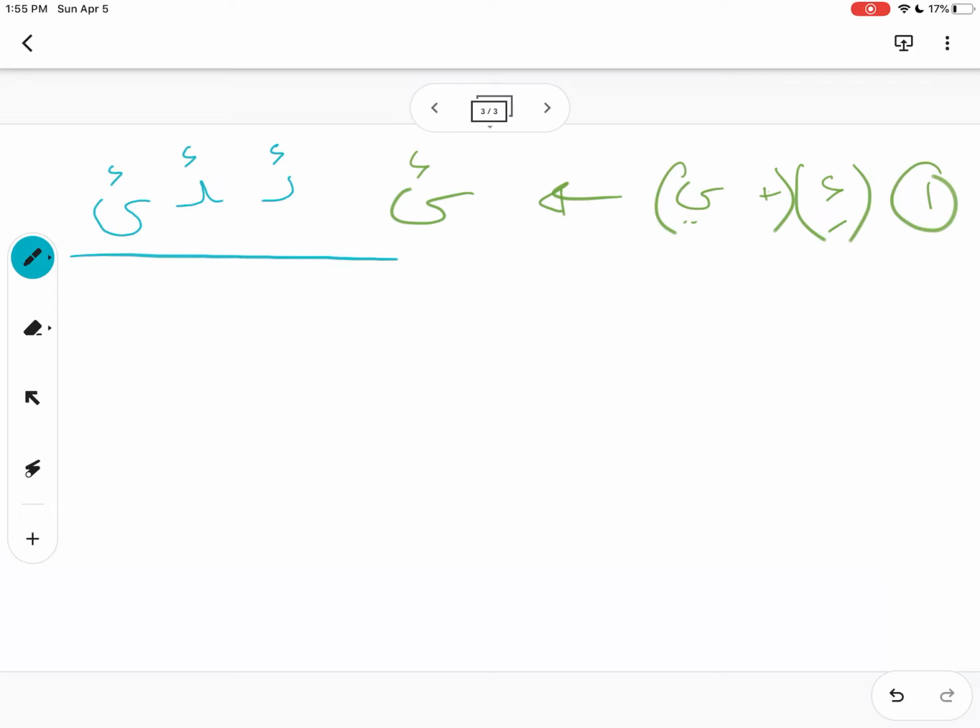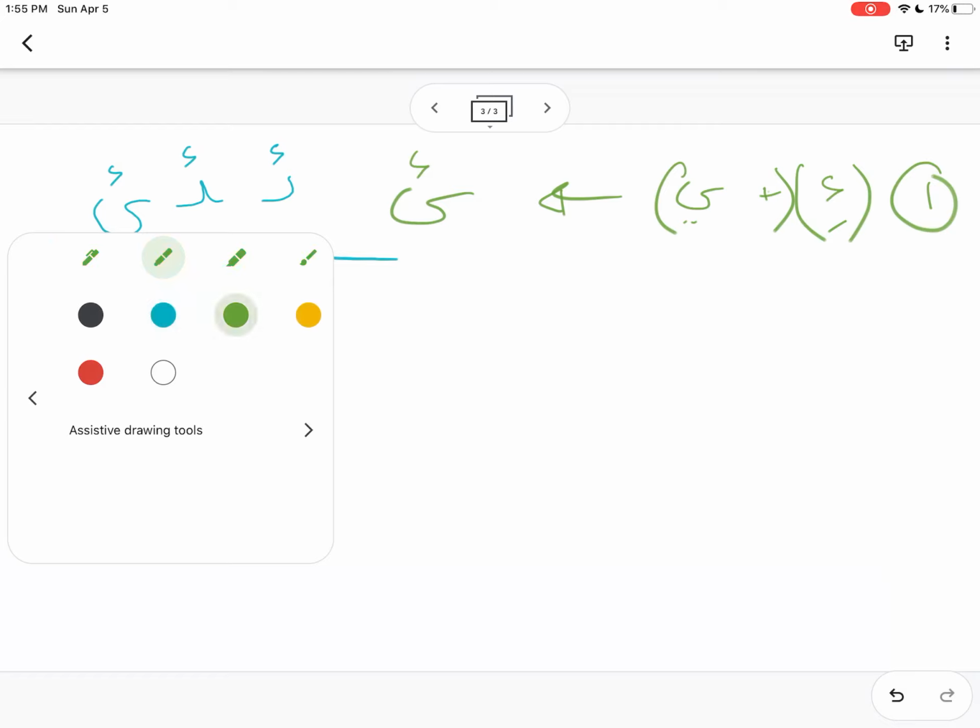Okay, so what I want to do now is we are going to practice some words that have the Hamza making the E sound. Okay, so let's do a couple of words.